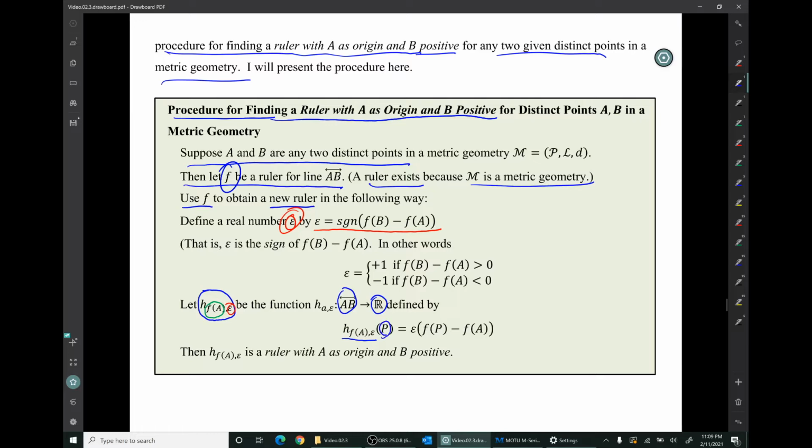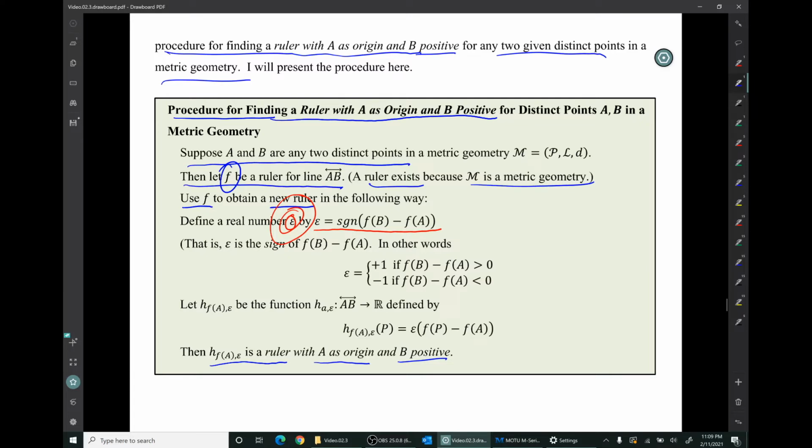If you feed this function a point P, how does it produce its output? Well, you take that point P and feed it into f to get f of P. Then you subtract from that f of A, and then you multiply that difference by this number epsilon. Whatever you got for your epsilon up here is sitting right there. When you build a function that way, this is going to be a ruler with A as origin and B positive.